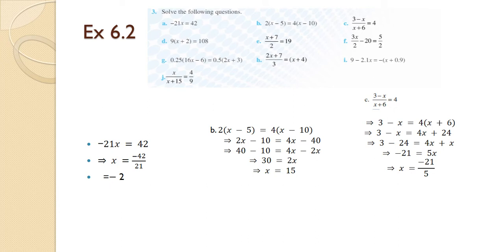Then I will bring the variables to one side and the constants to the other side. So when I shift plus 24 to the LHS, I get 3 minus 24, and when I shift minus x to the RHS, 4x plus x becomes 5x, and 3 minus 24 I get minus 21. So my x will be equal to minus 21 divided by 5.